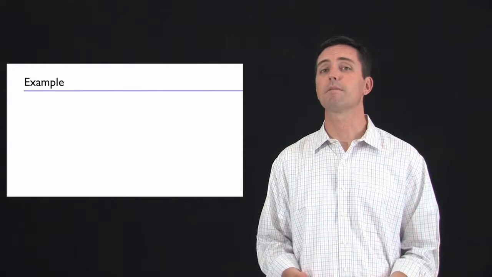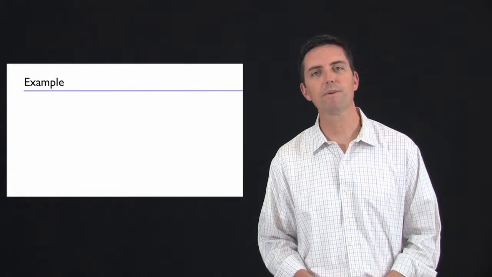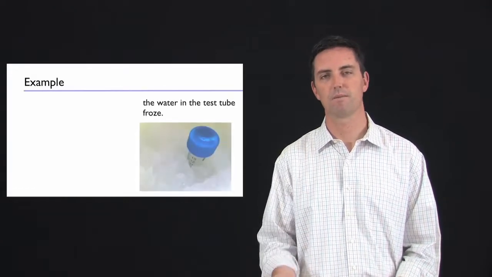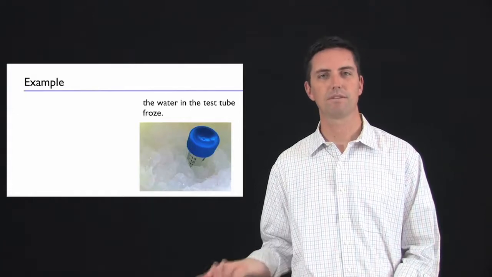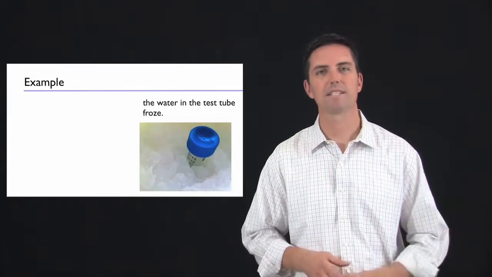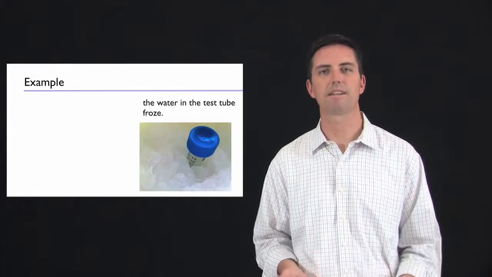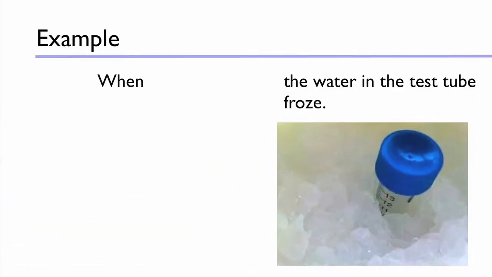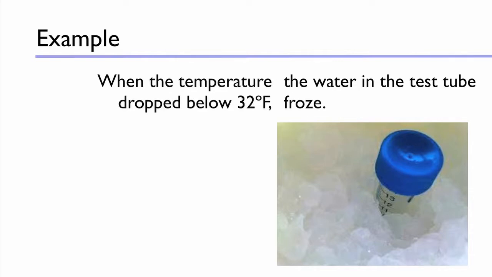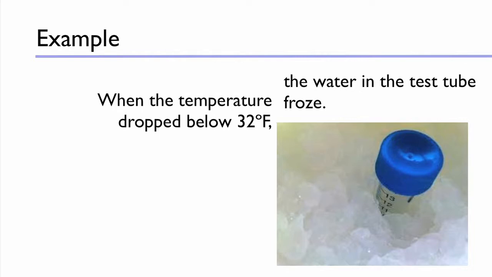Let's do some examples. Let's say that you're writing an essay as a write-up after a science experiment. You have the simple sentence, the water in the test tube froze. Let's add some details at the beginning in a dependent clause. Our first step is to grab a subordinating conjunction. Let's take the word when. When the temperature dropped below 32 degrees Fahrenheit, comma, the water in the test tube froze.